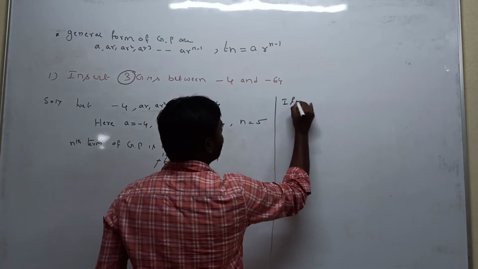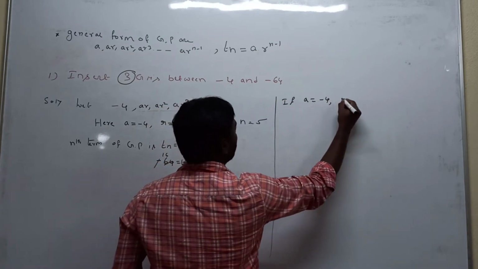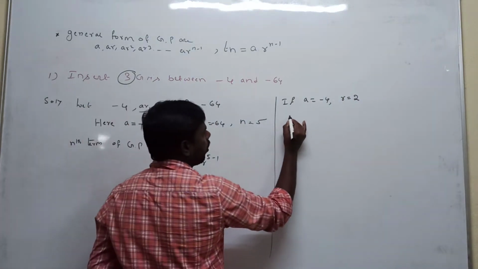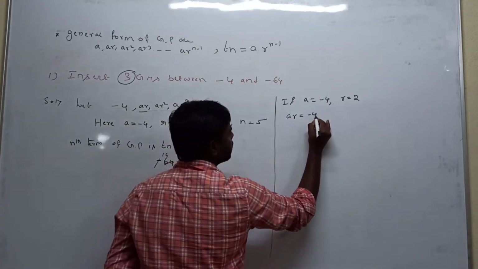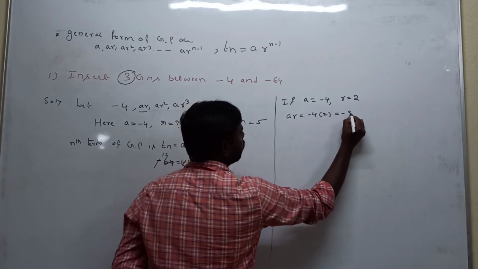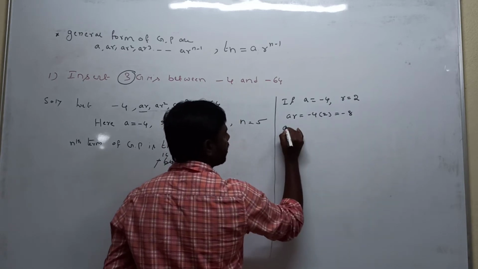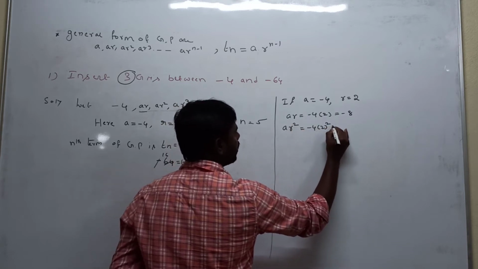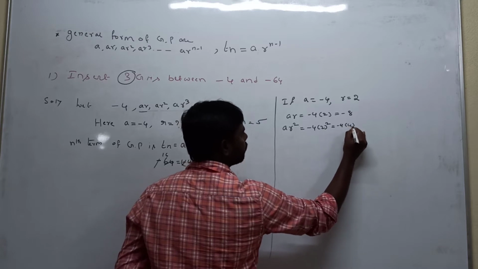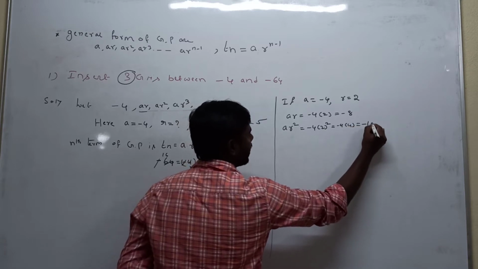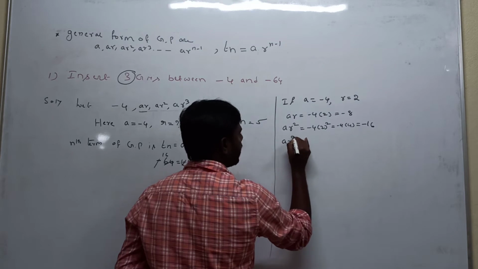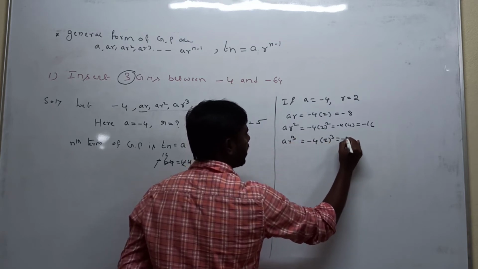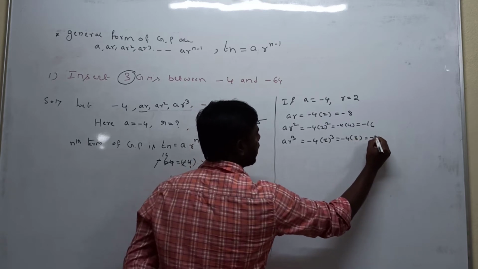If small a value is minus 4 and R value is 2, what is the second term? AR is equal to minus 4 into 2, which is minus 8. Next term is A R square. A value is minus 4, R value is 2 square, so minus 4 into 4 is minus 16. Third term is A R cubed. Minus 4 into 2 whole cube, 2 cube value 8, is equal to minus 32.